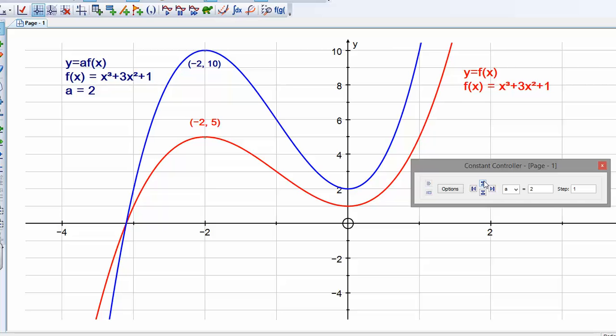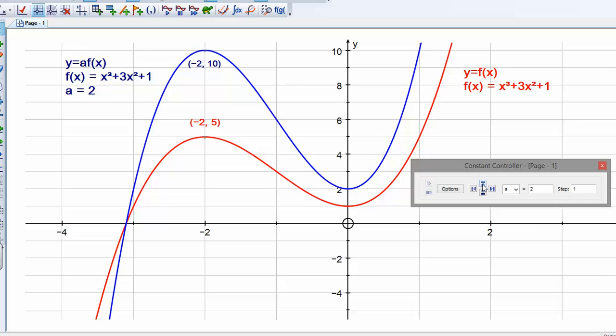So what's happened to the graph there? We can see that the point along the x-axis doesn't move. We can see that this local maximum here has gone from 5 to 10. And then this point here has gone from 1 to 2. If we look at this point, it's gone from 3 to 6. So it's actually stretched upwards. So it's stretched by a scale factor of 2.